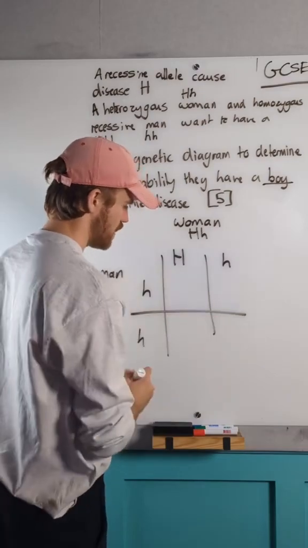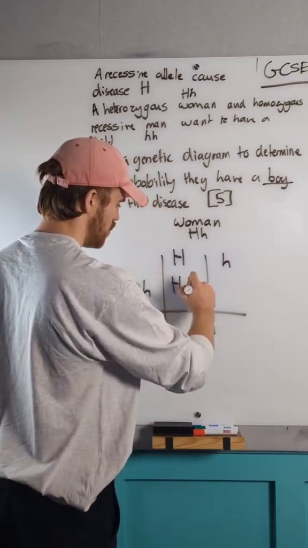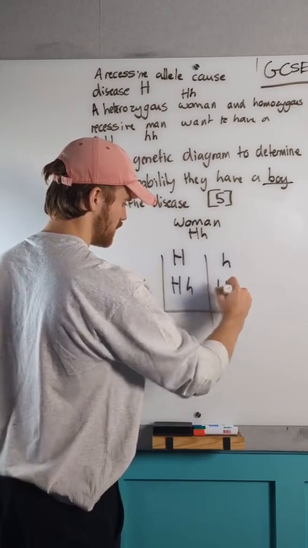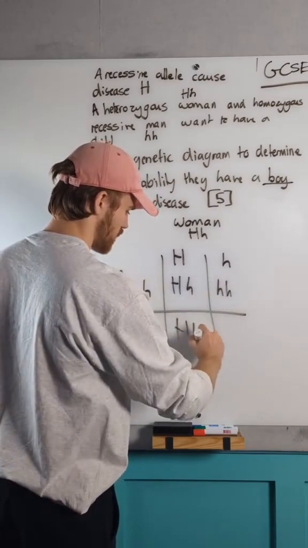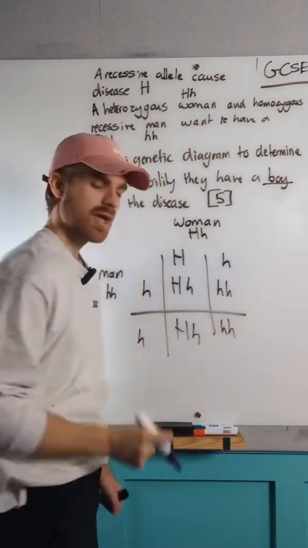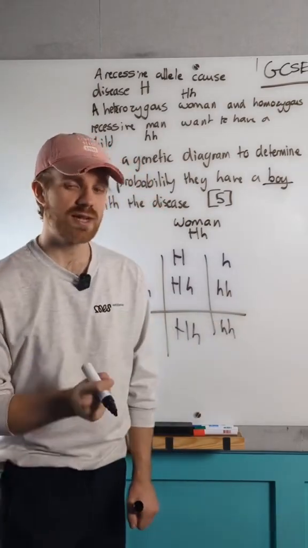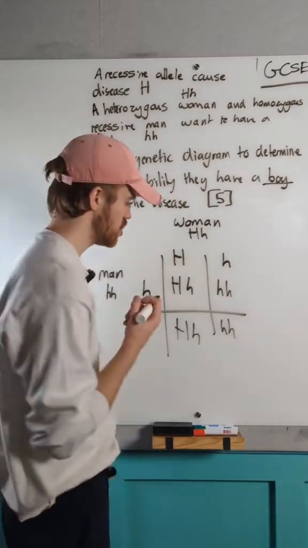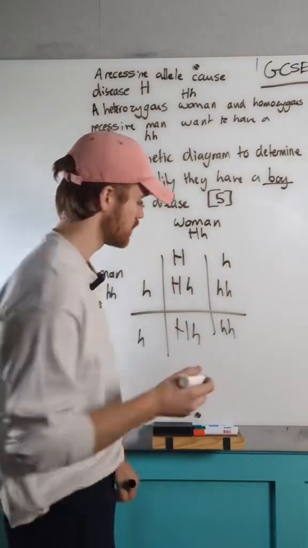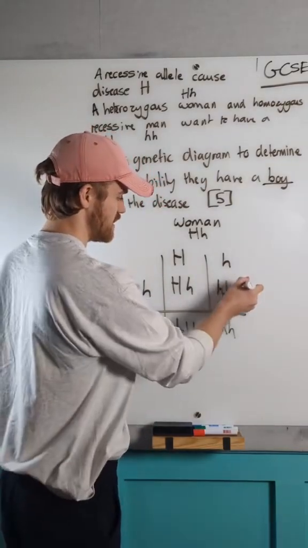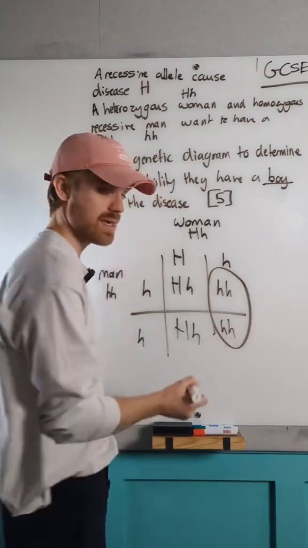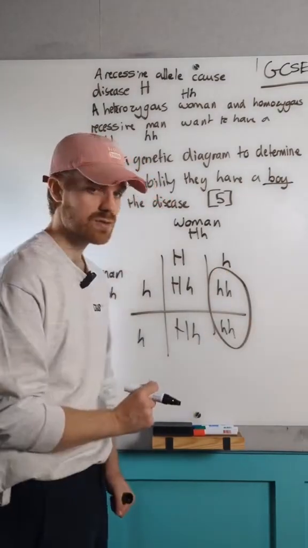Then I complete my Punnett square. So you will then get another mark just for completing your Punnett square. Your next mark comes from writing down your possible offspring phenotypes. So the ones that have the disease are these ones here because they have 2 of the recessive alleles.